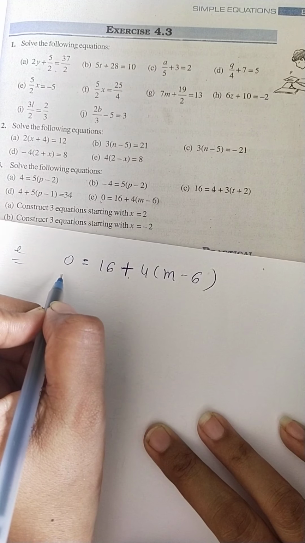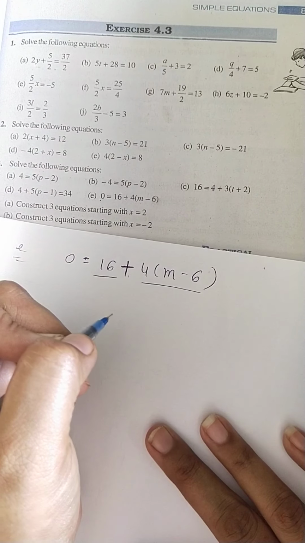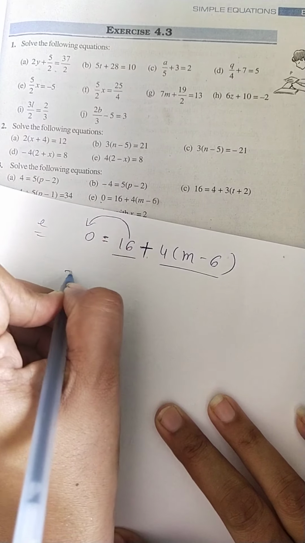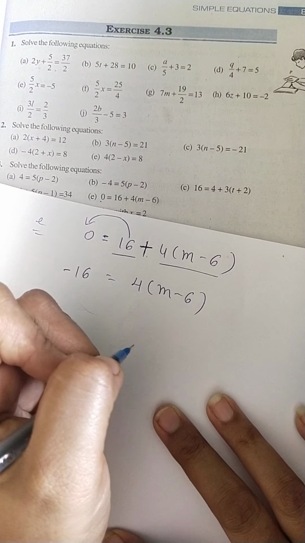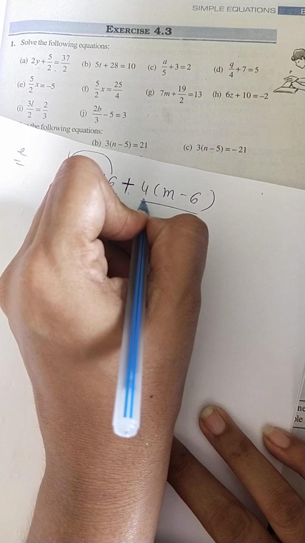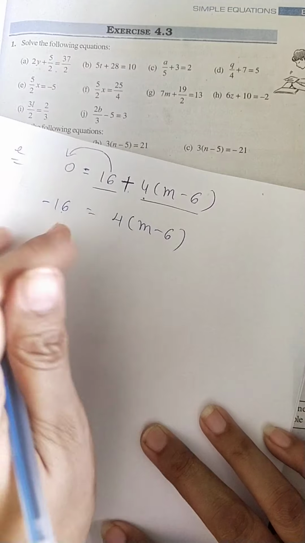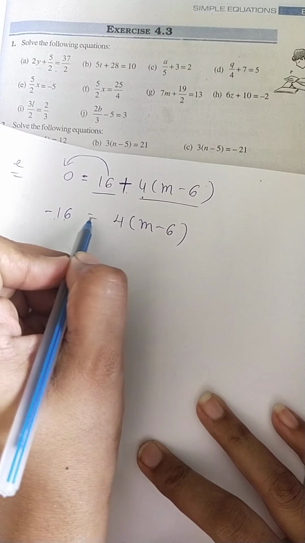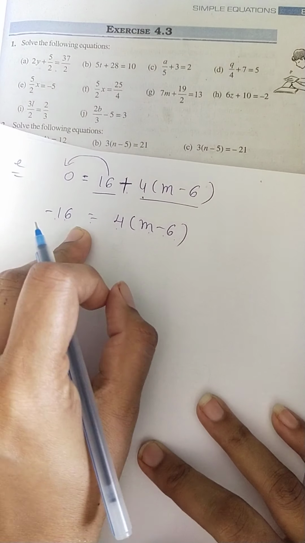Does this one go directly to the denominator? No, because the first and second term have an addition relation. So here side change, sign change, 16 will go this side. So it is negative 16 is equal to 4 into bracket m minus 6. If you want to change this sign, see students, listen properly. First method is this one. First complete with this method and then after I will show you another one.